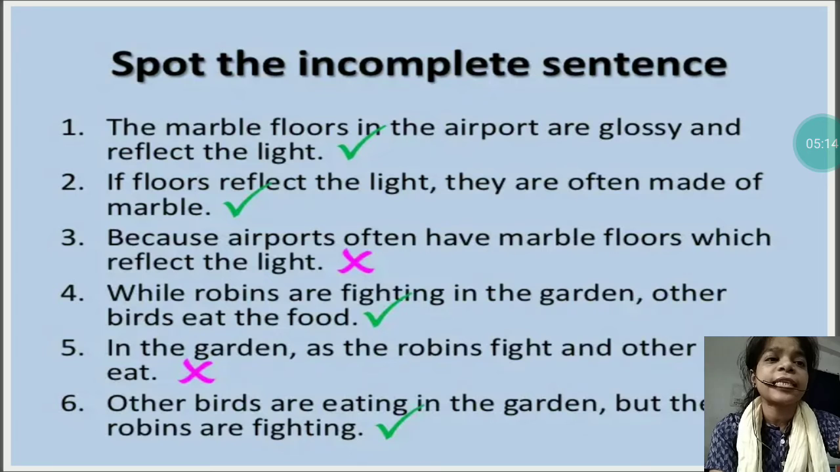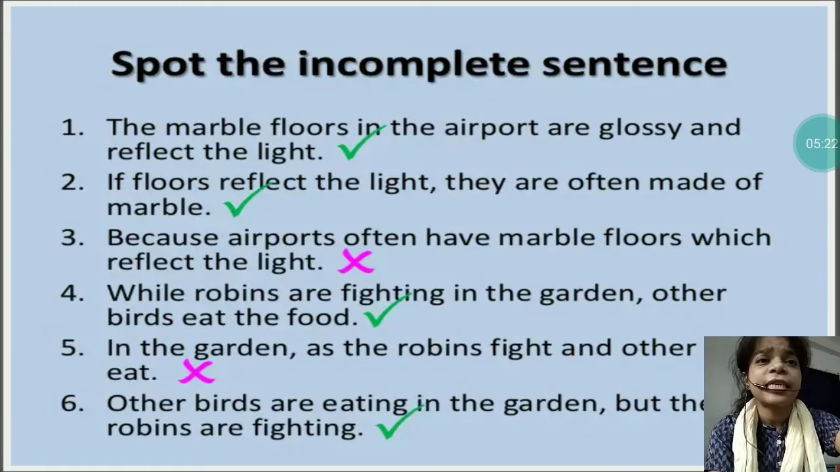"Other birds are eating in the garden, but the robins are fighting." Again, this is a complete sentence. So you got the difference between a dependent and an independent clause.